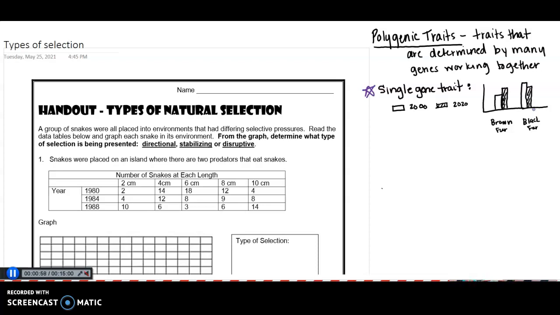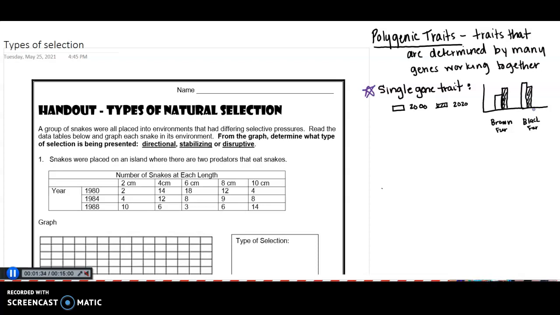Now, when we talk about a polygenic trait, though, we're not talking about black or white, black or brown. We're talking about a trait, a characteristic that has multiple outcomes. For example, human height. Human height is a great example of a polygenic trait. There's not just people who are 6 foot and people who are 5 foot. There are people who are every size in between, to very tall and very short. And so that's a polygenic trait.